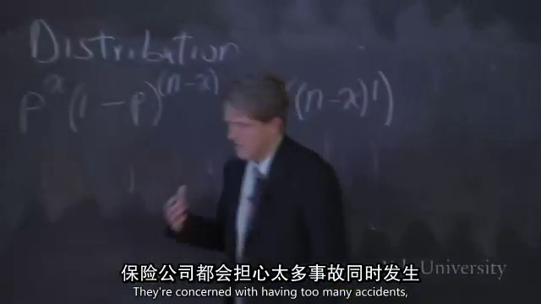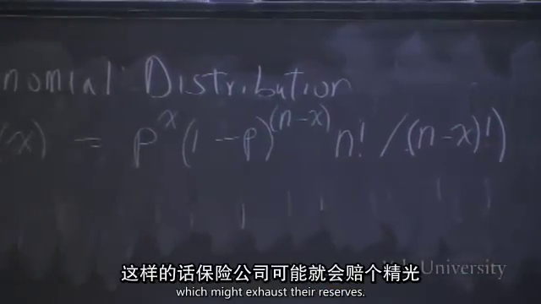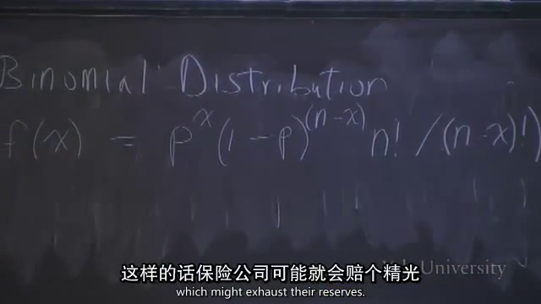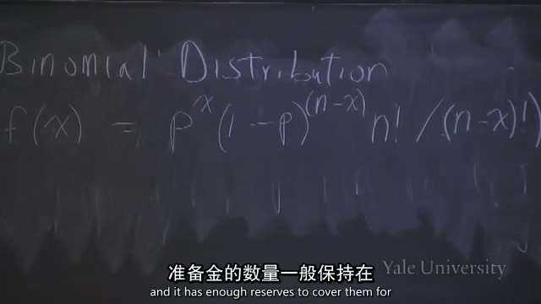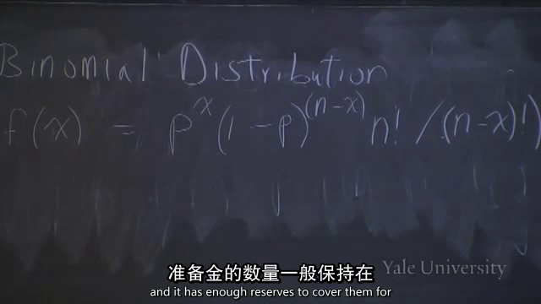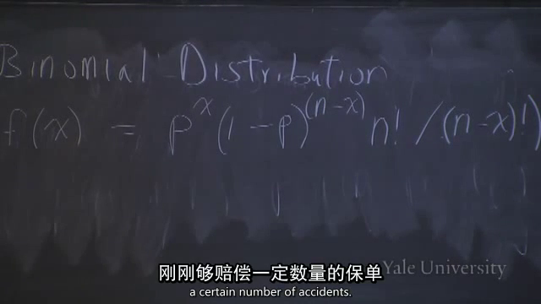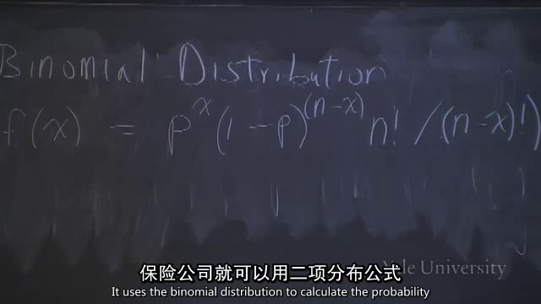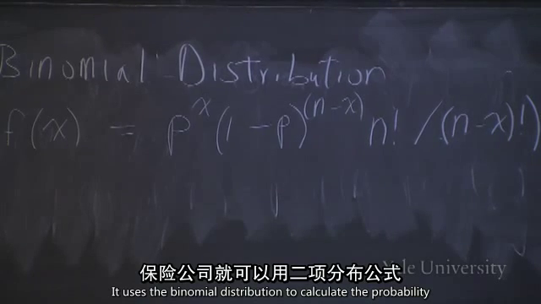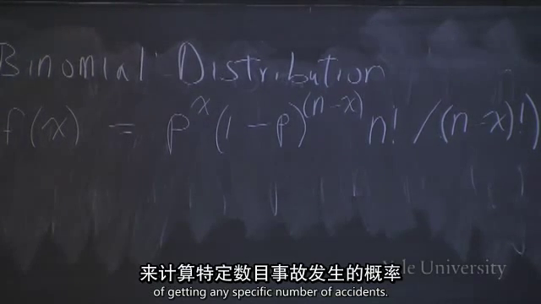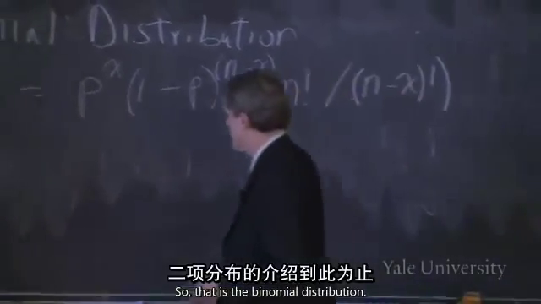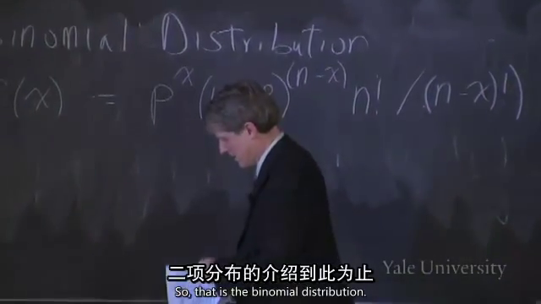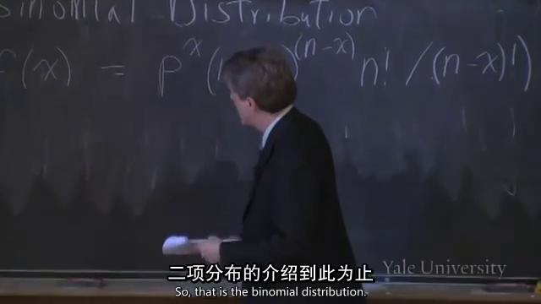They're concerned with having too many accidents, which might exhaust their reserves. So an insurance company has reserves, enough to cover them for a certain number of accidents, and they use the binomial distribution to calculate the probability of getting any specific number of accidents. So that is the binomial distribution.